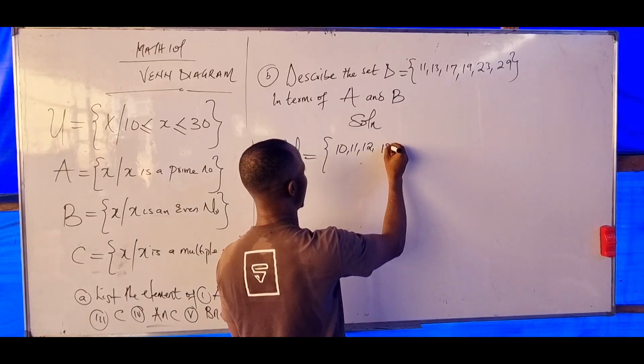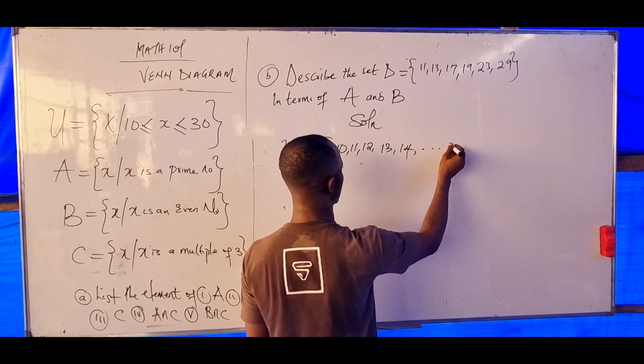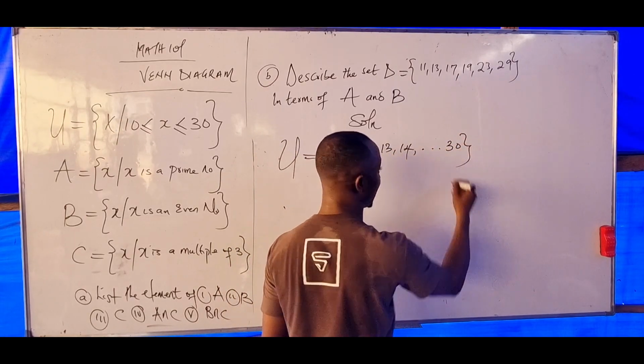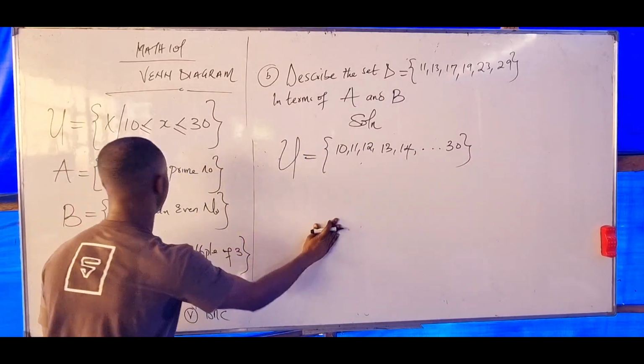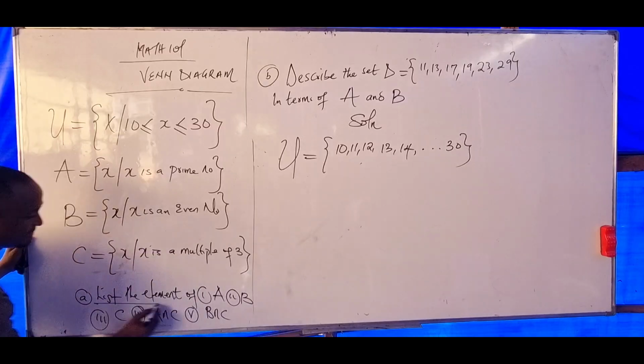Or just tell them from here, let's say 12, 13, 14, dot dot dot, to 30. You know what this means, right? But if you can list them, still list them out for them. Now, list the elements of what?